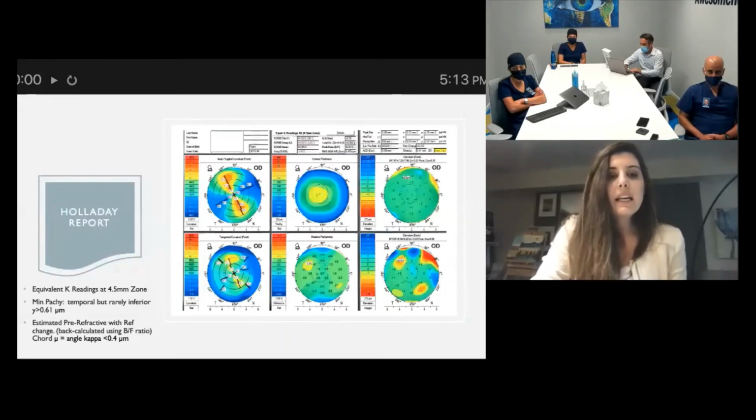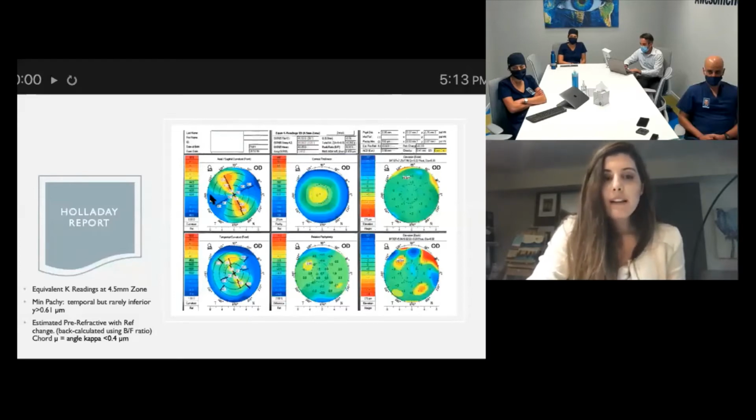And this EKR is something that was created by Dr. Holladay. And what you can see here is basically the mean EKRs in the 4.5 millimeter zone, which is the central zone in the cornea.